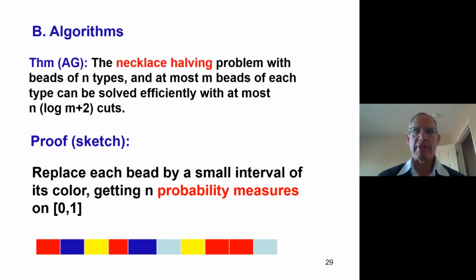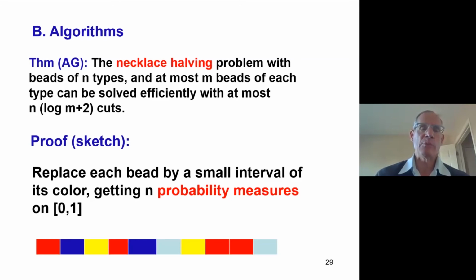Now I want to say something about the algorithm. So what I'll try is to show you the proof for the necklace splitting problem. We have an open necklace, an interval of beads of n types, at most m beads of each type. And we allow ourselves, instead of n cuts, n times log m plus 2, never mind, number of cuts. And we want to split it exactly evenly. We assume that the number of beads of each type is even. Okay. So here is what we do, and we want to do it efficiently, of course, right? That's the main thing.